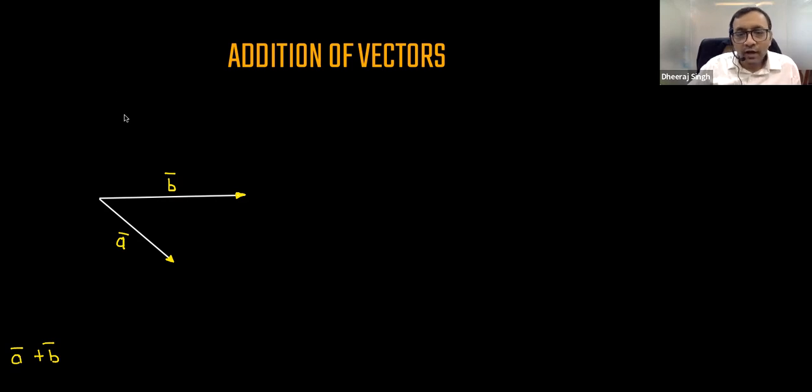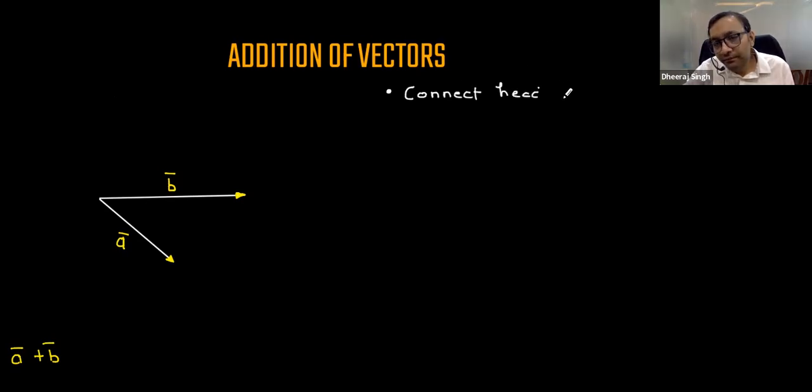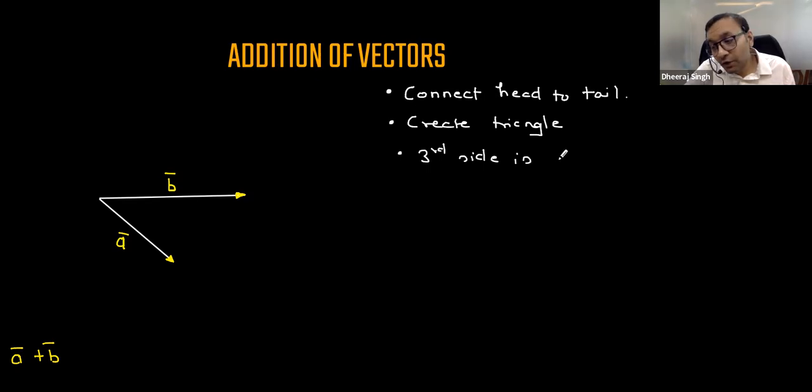Okay, so before adding any two vectors, what is the first step? The first step is you need to connect the two vectors head to tail, and then create a triangle. Once a triangle is created, the third side is the sum of the two vectors.